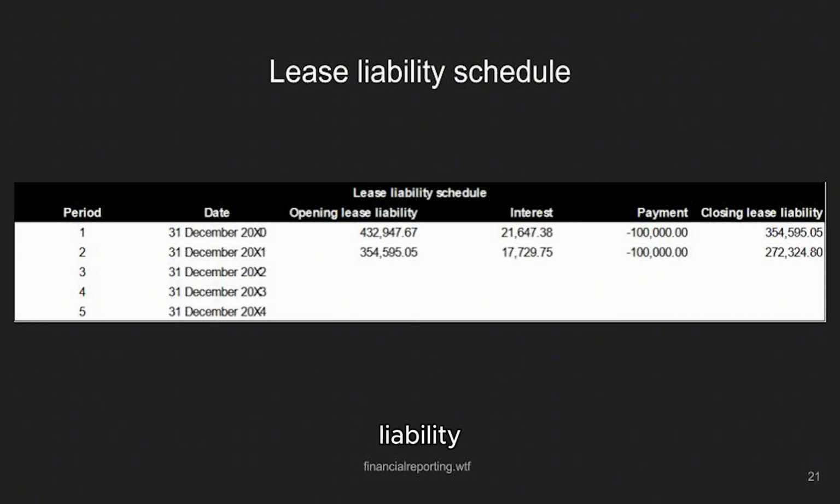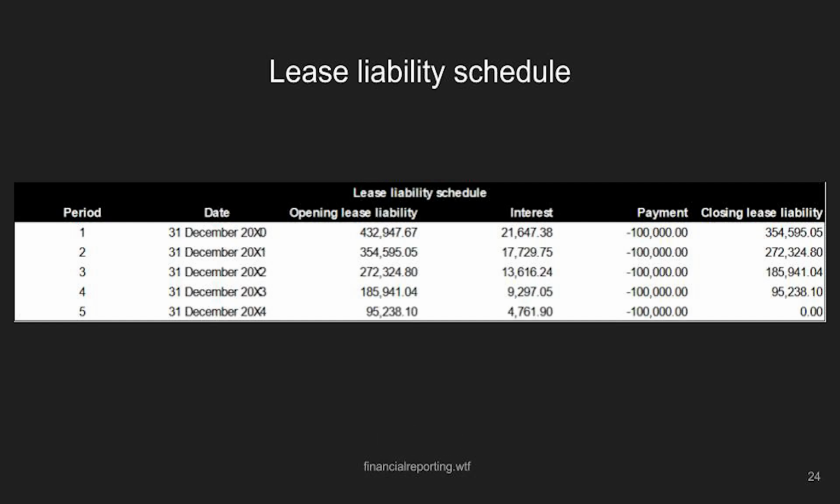Our closing lease liability for the first year becomes our opening lease liability the next year, where we can then add interest and deduct our payment again. Repeat until we arrive at the end of the lease where, if we have done this correctly, our lease liability should be 0. And with that, we have prepared our lease liability schedule.